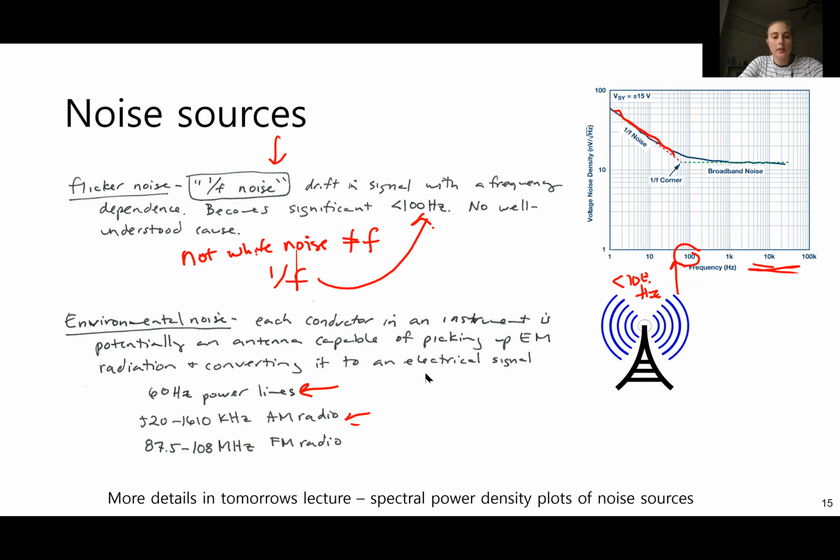The last things with the environmental noise are radio signals as well. Just be aware that in the kilohertz area is AM radio, in the megahertz area is FM radio. When you're looking at these different ranges of frequencies, these are some of the environmental sources you'll see. And again, these aren't white noise signals. If white noise looks like this, you'll see spikes for the environmental noise, like 60 hertz or at these different radio signal frequencies. Again, tomorrow we'll talk about plotting and visualizing them.